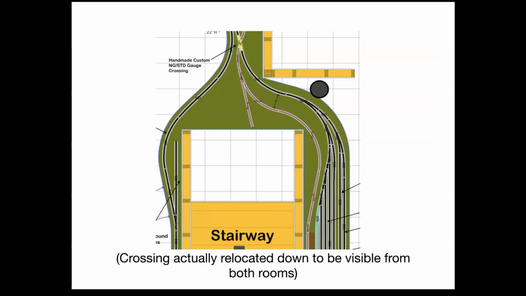To give you an idea of the layout, the original track plan had the crossing where it's shown a bit further up. I moved it down more towards the stairway, but operators on the right side in the visible staging and on the left side in the main layout room really need to be able to see the crossing and the signal that controls it. So that gives you the sort of physical presence.